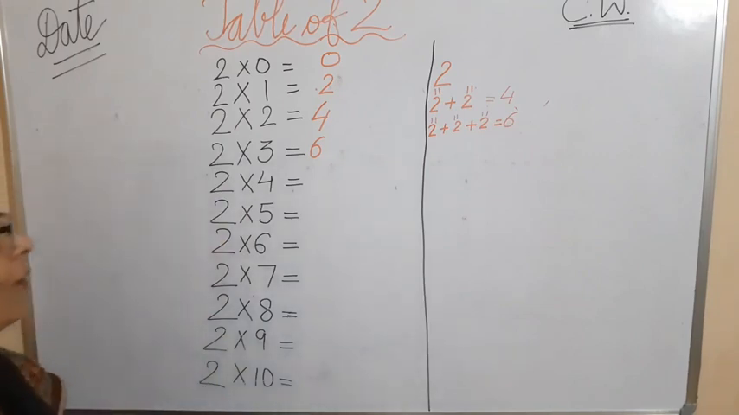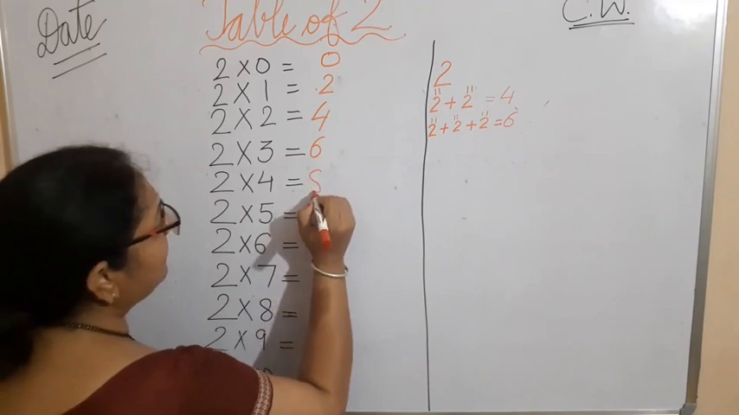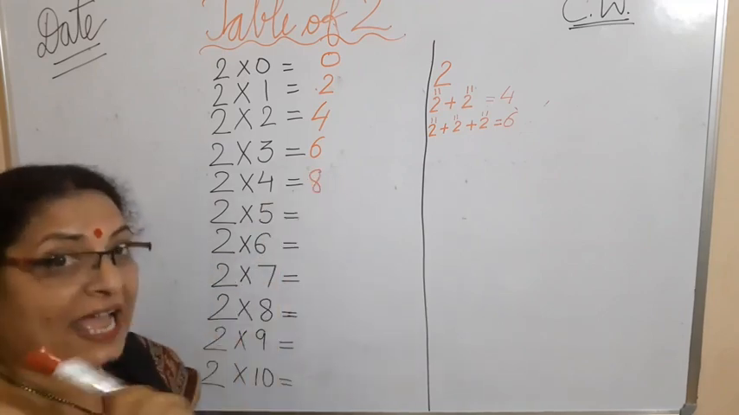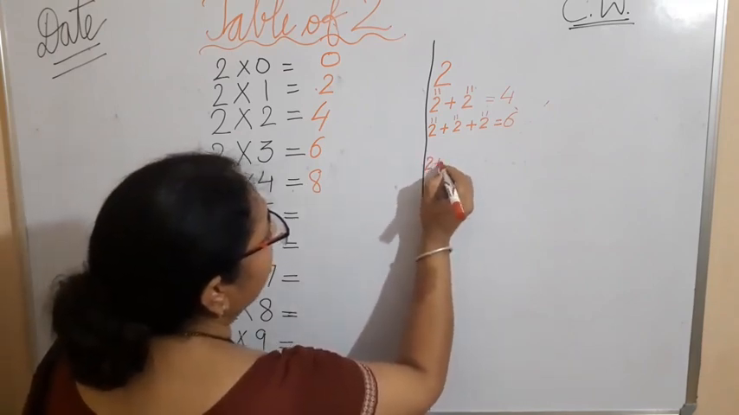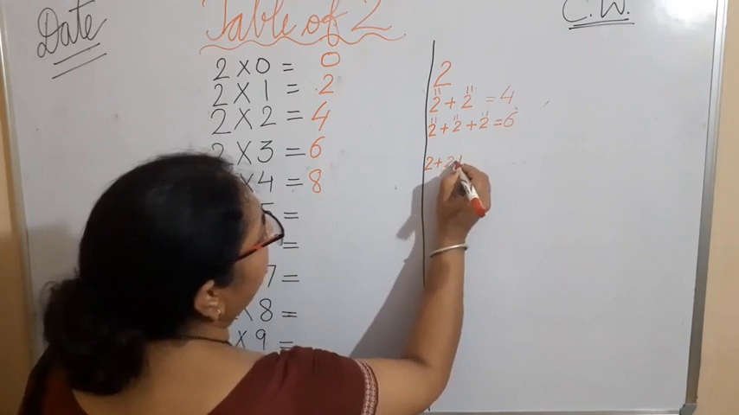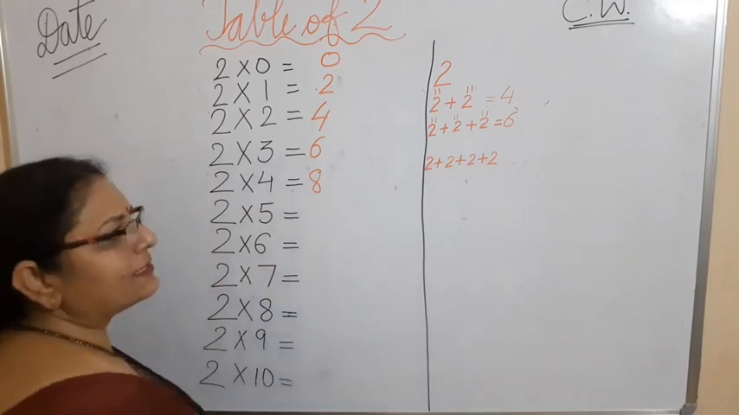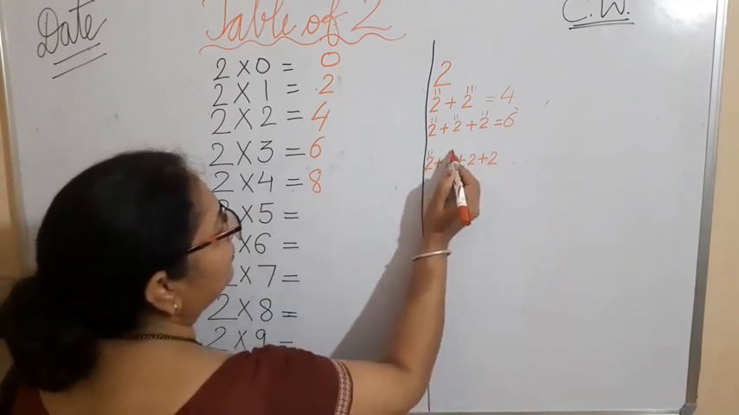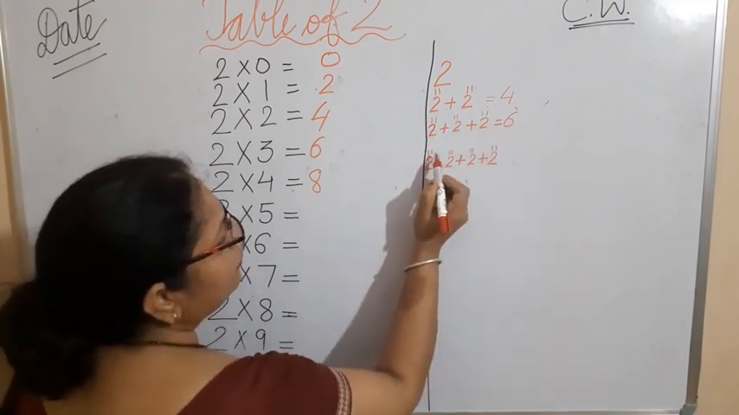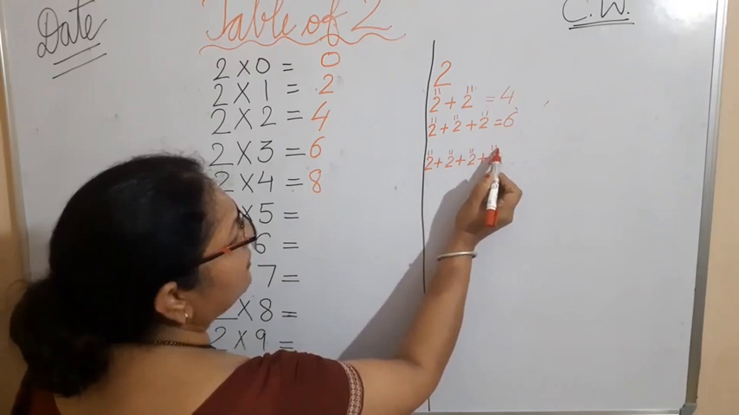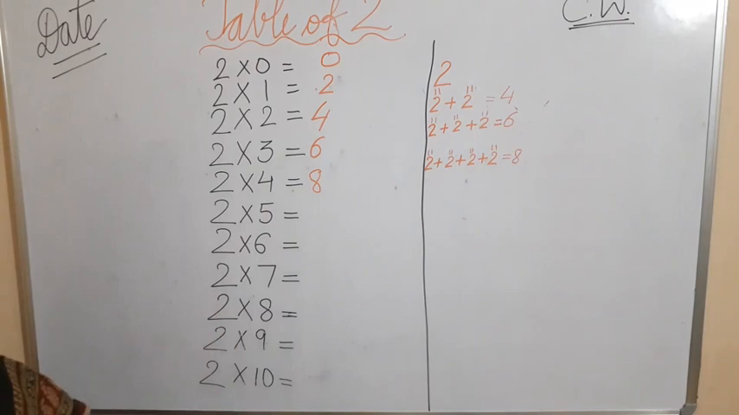Is it clear? Okay. 2 fours are 8. It means you have to add 2 four times. Like this: 1 time, 2 times, 3 times and 4 times. Similarly, you put the lines here, 1, 2, and count all together: 1, 2, 3, 4, 5, 6, 7, 8. And your answer is 8. It means 2 fours are 8.